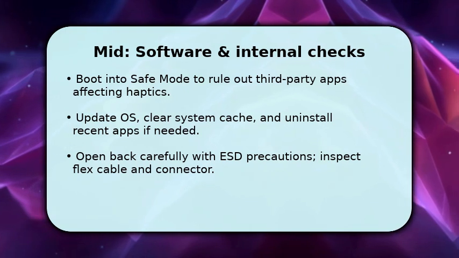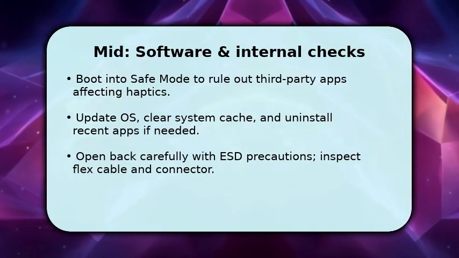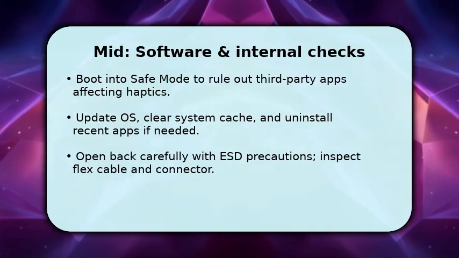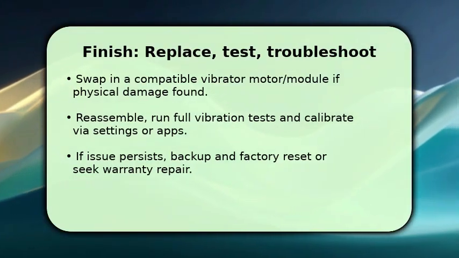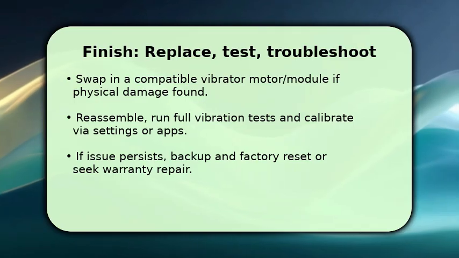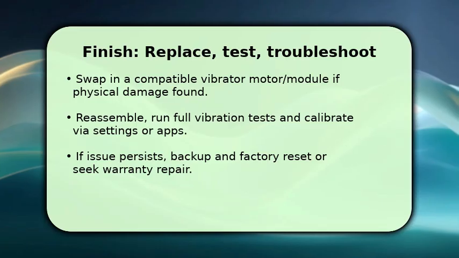You finish by replacing or repairing the faulty component when hardware is confirmed. Install a compatible vibrator motor or module, secure the connector, and reassemble the phone carefully. Once assembled, run multiple vibration patterns and calibrate in settings or a test app so you confirm consistent strength.